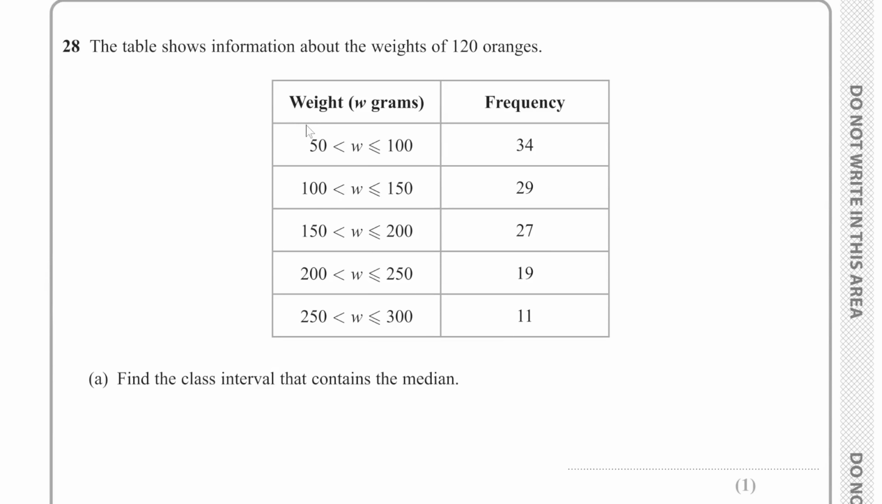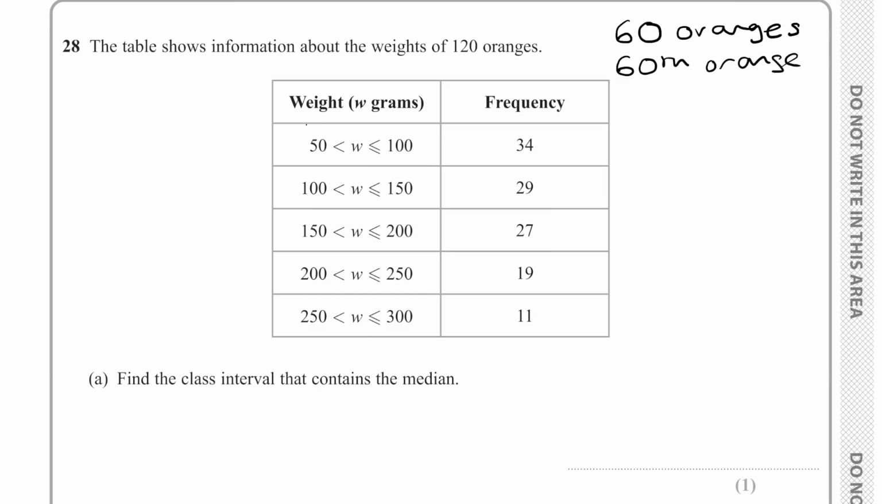Question 28. The table shows information about the weights of 120 oranges. Find the class interval that contains the median. So the median, the middle orange. So if we split it in half, we want the 60th orange. Which group is the 60th orange in?